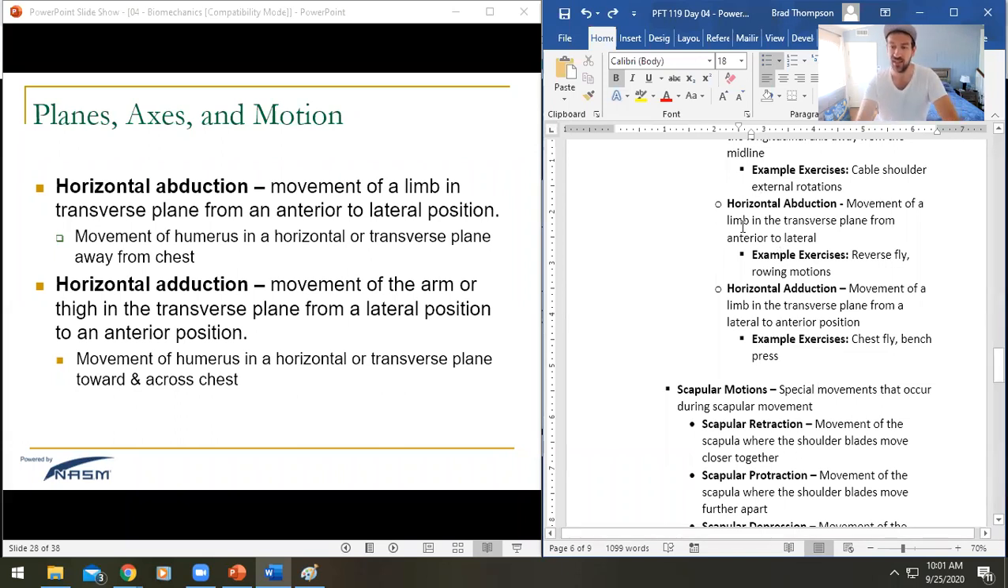So that's horizontal abduction. So a horizontal abduction going this way, right? Good example would be like a reverse fly or a row, right? Rowing, right? I may have my elbow bent right here, but it's this motion, right? It's the same as a reverse fly. It's just whether or not I'm moving my elbow at the same time or not. Horizontal adduction, same thing, right? That'd be like a chest fly or a bench press, right?